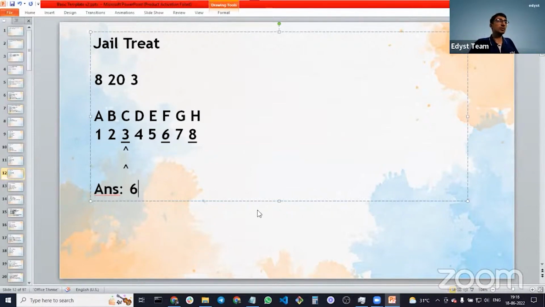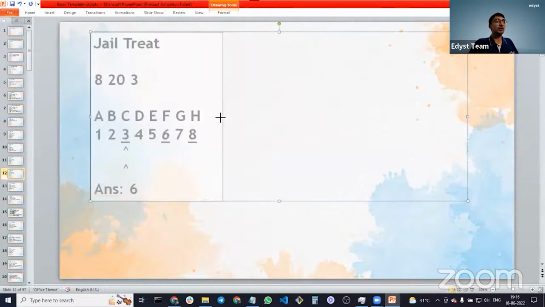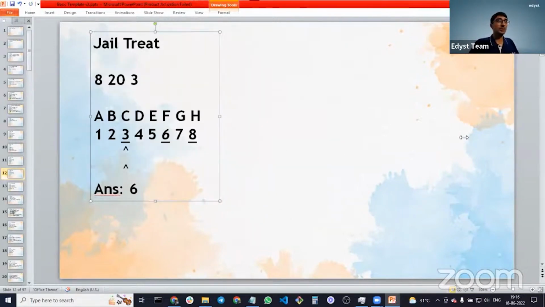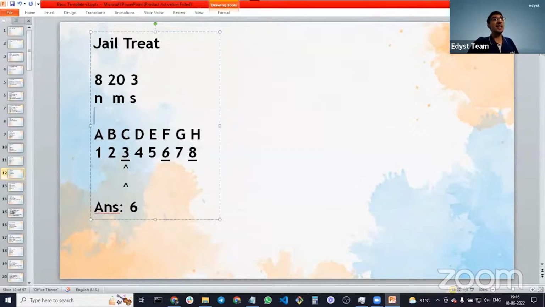Can anybody give me a quick logic on this one? Let's say I'm your interviewer and your interviewer asks you, great, you solved the jail trade question. Awesome. Can you tell me what's the logic of solving this? Given that this is n number of chairs, m number of chocolates, s starting point. Given n, m, and s, can you tell me what is the logic of solving this question? Try to write it in 1 or 2 lines. Put it on the chat.